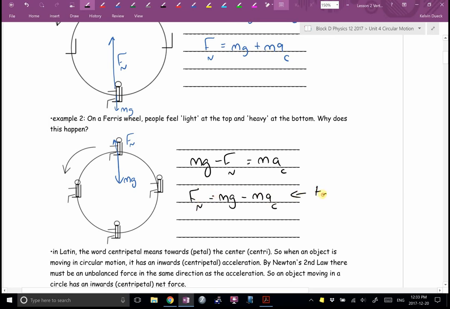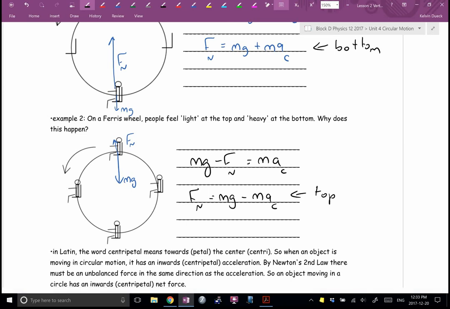This is at the top. Down here is at the bottom. And you can see we have an almost identical start. Mg, but at the top, you're less than Mg because you're minusing. You feel lighter. At the bottom, you're more than Mg because you're adding. You feel heavier at the bottom.